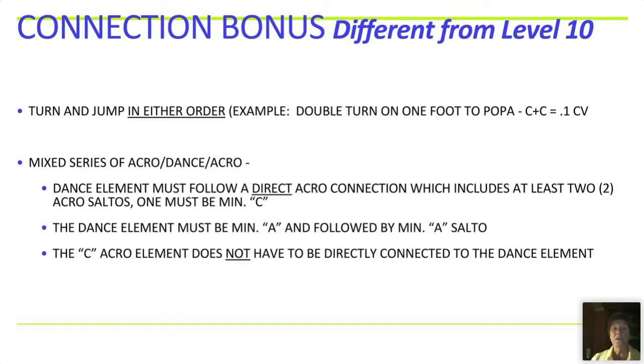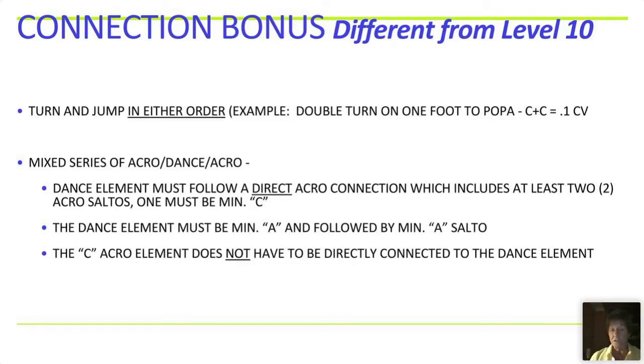The first one is a turn and jump in either order. So the example is the main thing that we see most often. That is the double turn on one foot to a popa. I mean, that was what we used to always see. It is not permitted in level 10 in that order. It is in NCAA. But I think that most of the people don't do it because it's very easy to lose your balance on the double turn and then both feet move. So therefore it would not be a direct connection. But if they do it and do it well, it's a 10th bonus.